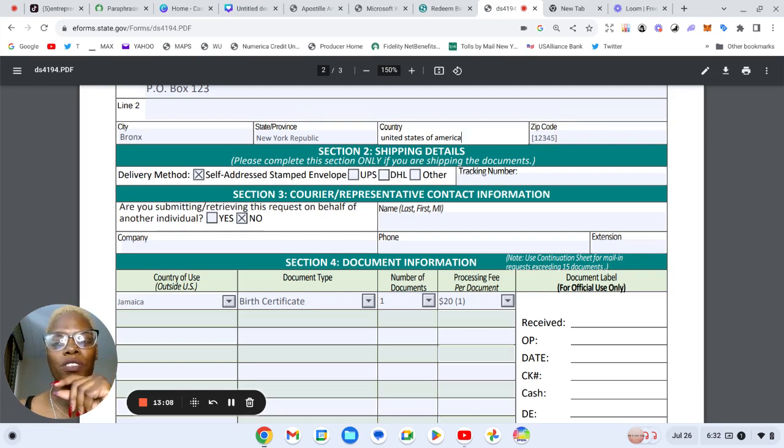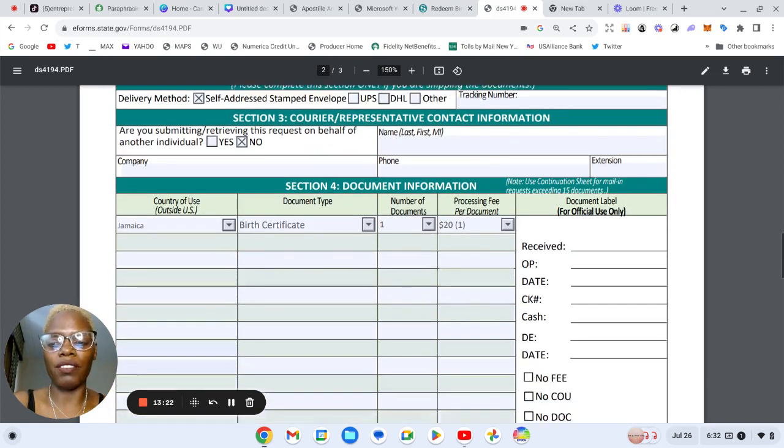Now, the next box: are you retrieving this request on behalf of another? We're going to say no. Because if you were, you would put that person's name, phone number, and so forth. But you're going to say no. We're going to continue down. It's going to ask you here.